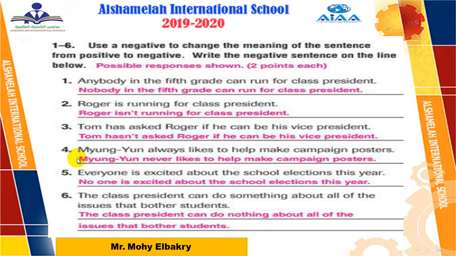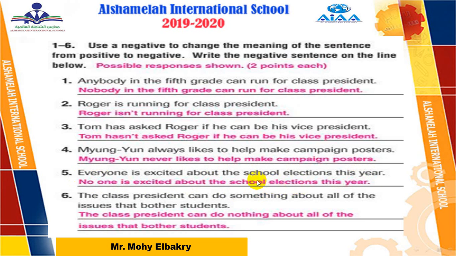Number 5, everyone, as I said in number 1, anybody, somebody, and so on, it will be no. Okay. So here everyone will be no one. No one is excited about, okay, if I said everyone is excited about the school election this year, so in order to change it into negative, it will be no one is excited about the school election this year.